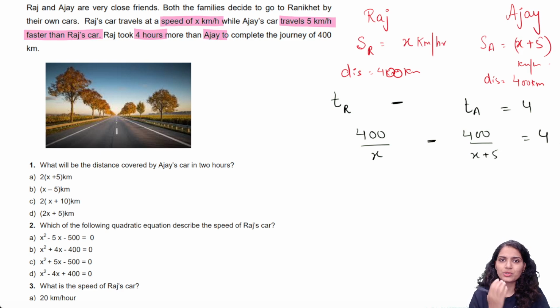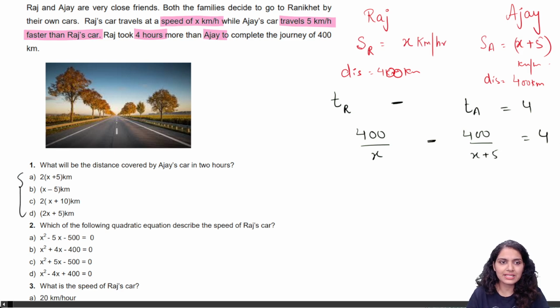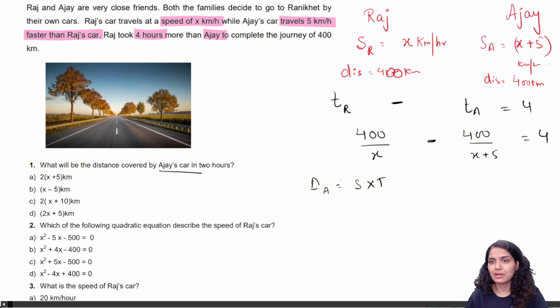Okay, so if you want, you can solve it and then check the first question, or if you want to check it right now, you can check it directly because I can see the answers still have X and X, which means they haven't solved it yet. So what is the distance covered by Ajay's car in 2 hours? Okay, that's an important thing. So the distance covered by Ajay, that is dA, right? It is speed times time, speed multiplied by time. Now speed for Ajay is X plus 5 kilometers per hour and the time is 2 hours. So this will be the correct option, the first option.